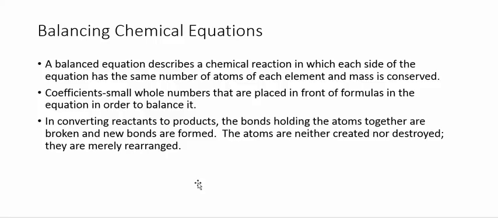A balanced chemical equation describes the reaction in which each side has the same number of atoms and mass is conserved, because in every chemical reaction mass is conserved. We're going to add coefficients, which are small whole numbers placed in front in order to balance it.